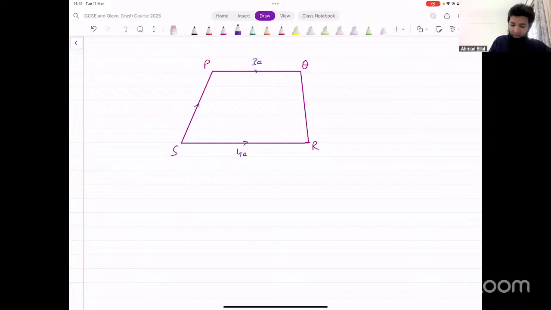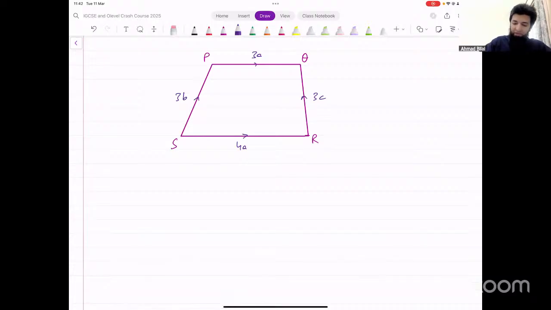This vector may be 3 times B. And this is another vector. Let's say 3 times C. We have these vectors. And now we have some other points. For instance, we have this point here, and that's the midpoint of QR.